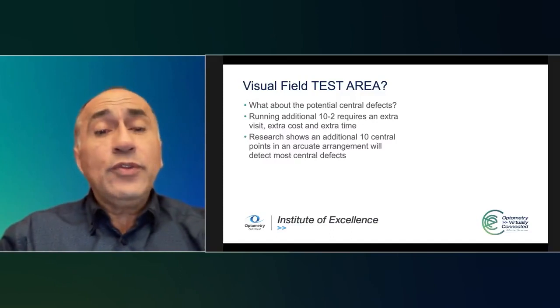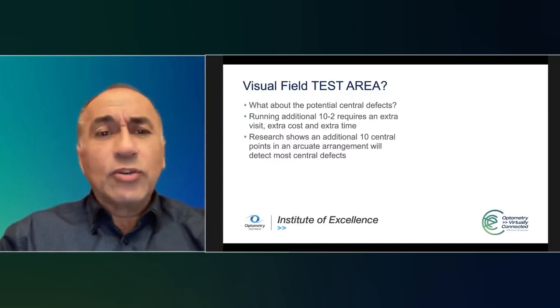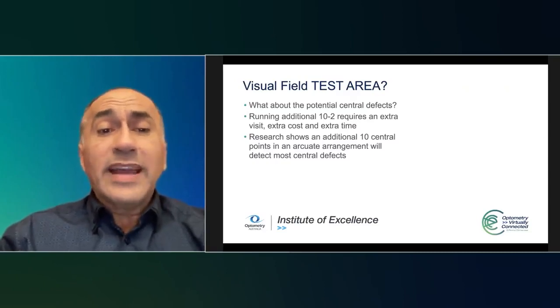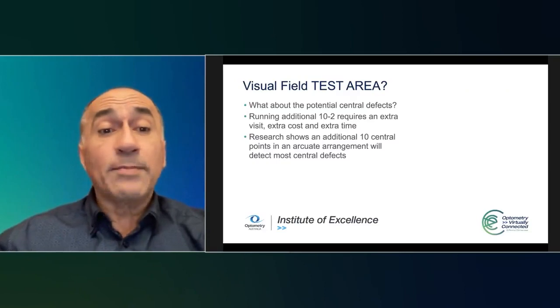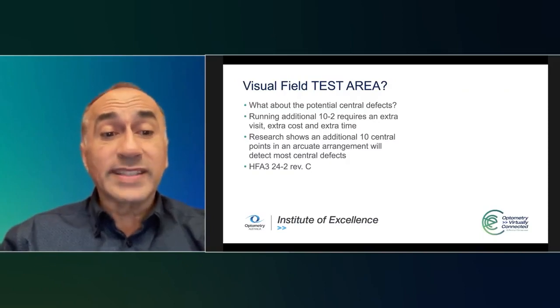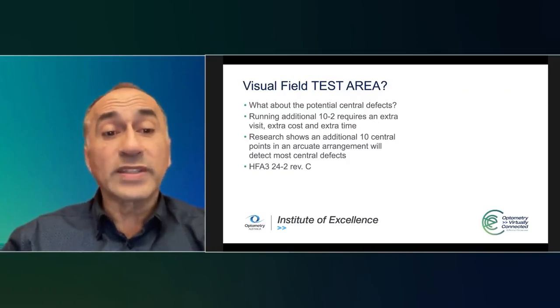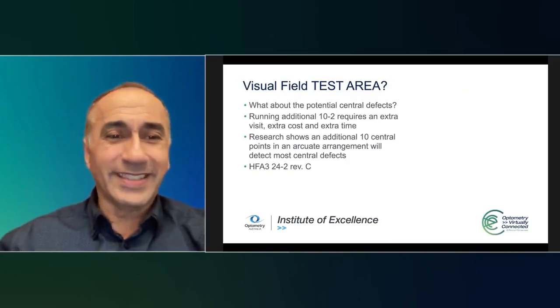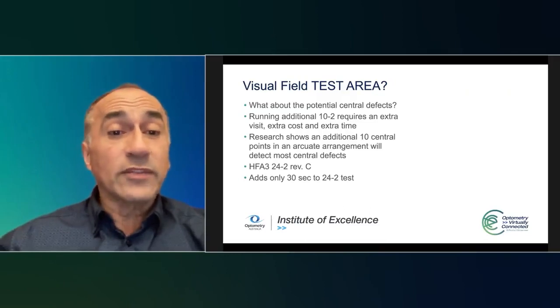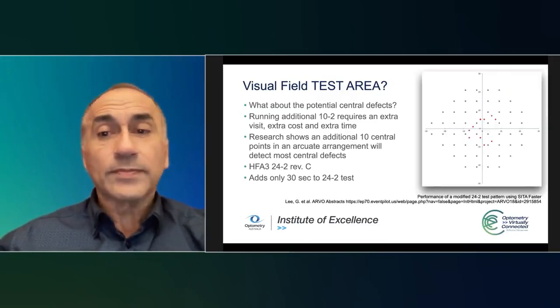Researchers have shown that if you test 10 additional points, not 68 additional points, in the central 10 degrees, in an arcuate type arrangement, that'll pick up most of those central and paracentral defects. And that's been released as the Humphrey 24-2 revision C. So they call it 24-2C, where C stands for central points. It adds about 30 seconds to the 24-2 test rather than adding 6 or 7 minutes to do a 10-2.